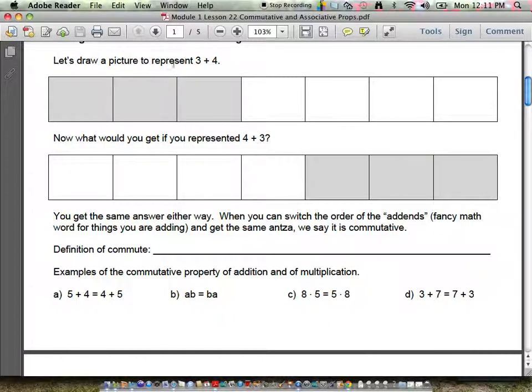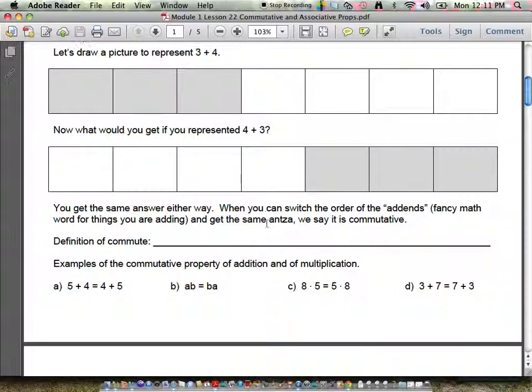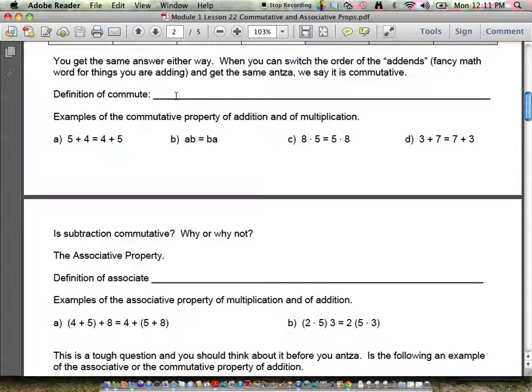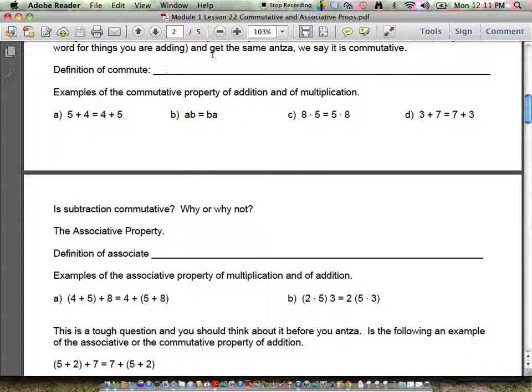Here's a picture that represents 3 plus 4. How can I tell the 3 here? Lily? Yeah, good. So does it make a difference if I shade the first 3 in or the last 3? Nah, 3 plus 4 is the same exact thing as 4 plus 3. In other words, I can switch them. So if I want to look at the commutative property, the definition of the word commute is to switch. Everybody write switch in your blank there.